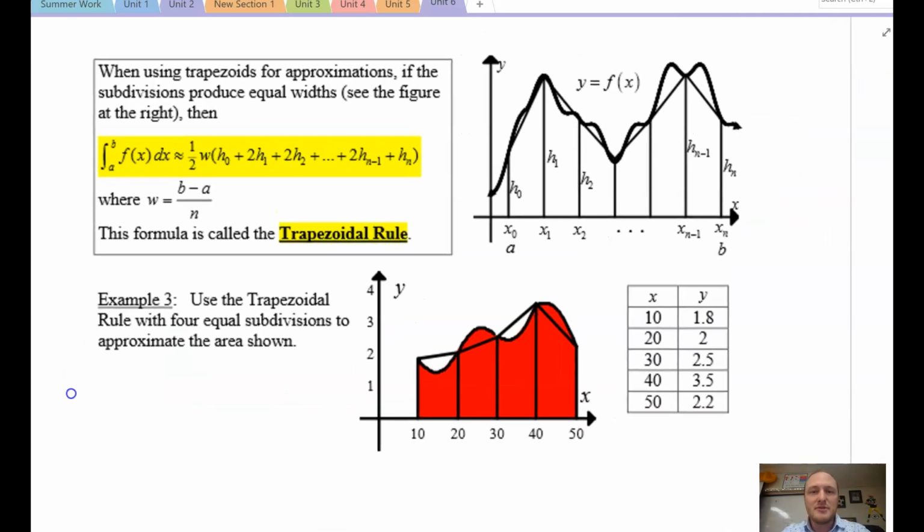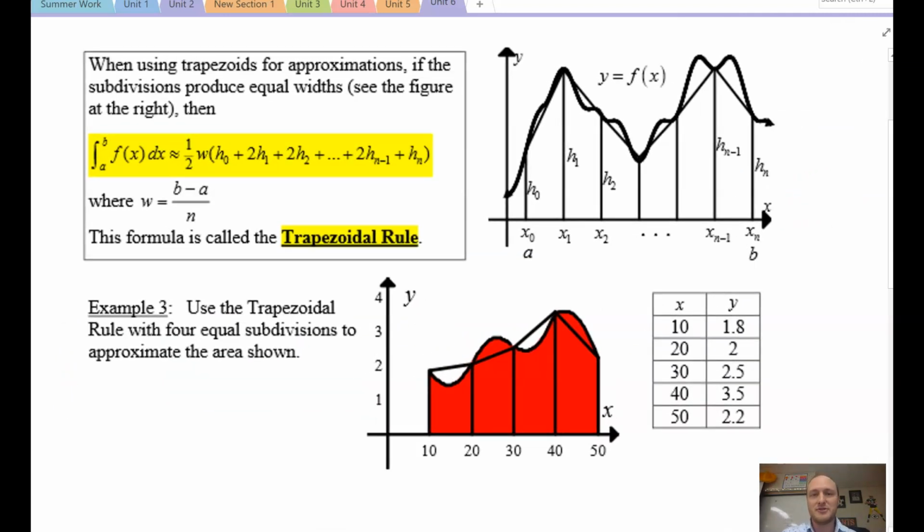When using trapezoids for approximations, if the subdivisions produce equal widths, then we have this formula. Okay, so our formula is 1/2 times the width times h sub 0, where h sub 0 is your initial height. So say my integral is starting here, right? This is a, my lower bound, and then I'm going to go all the way over here. Okay, well, my next height is h sub 1, right?